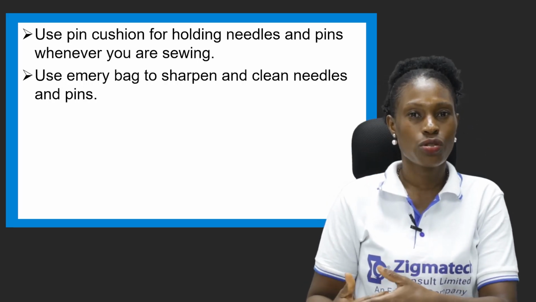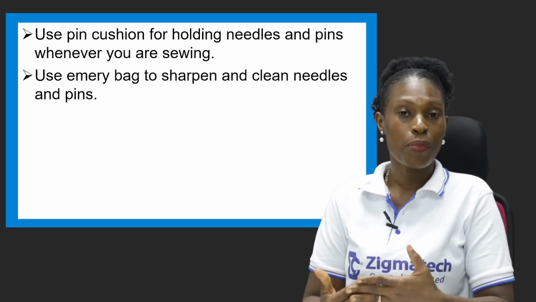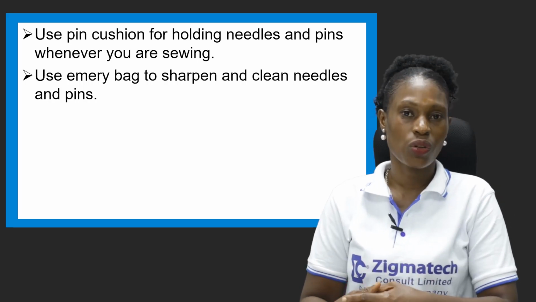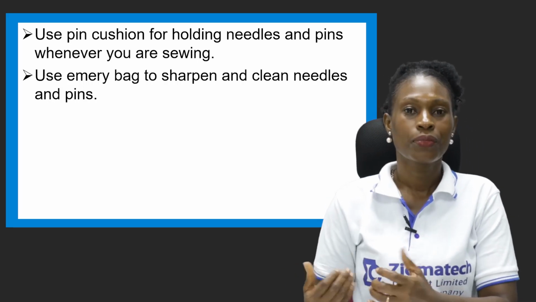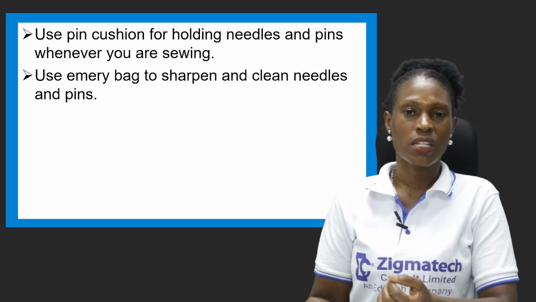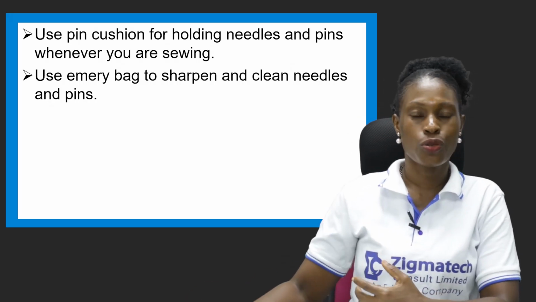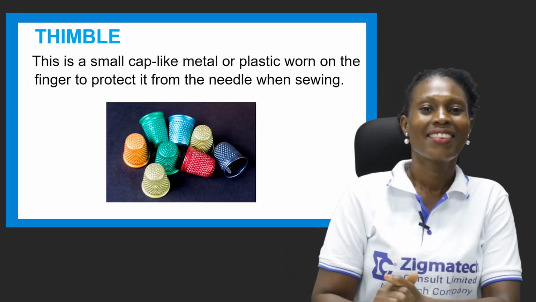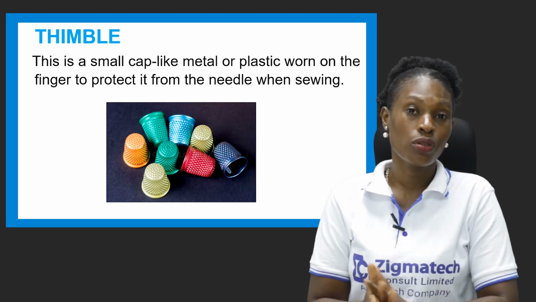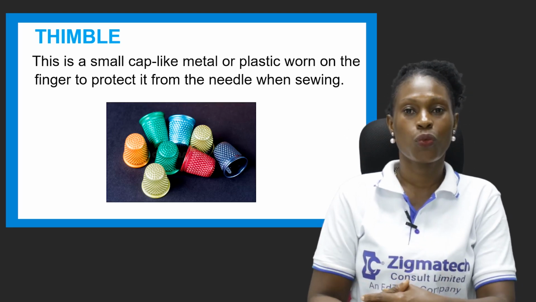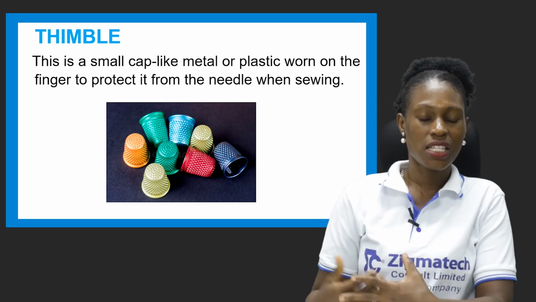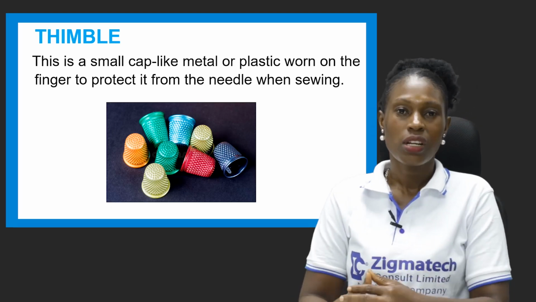It doesn't make them get blunt. So you can always use your emery bag to put them there so they don't get damp, so they can always be sharpened for your next use. Now, there's this other item too, a simple sewing tool and equipment that is used for effective sewing. It is called the thimble.